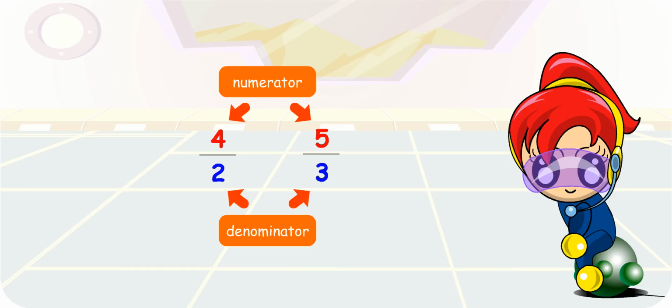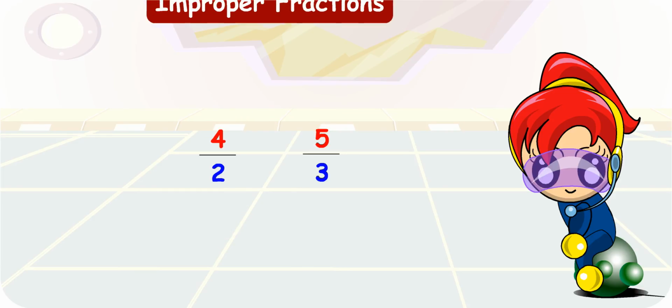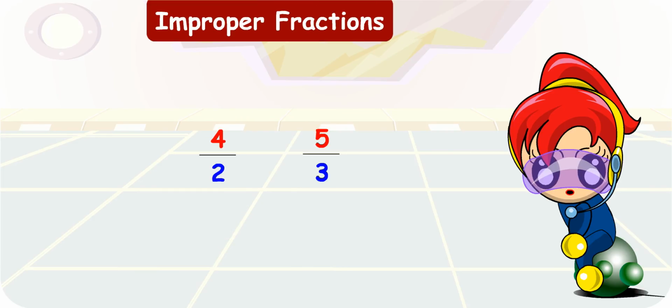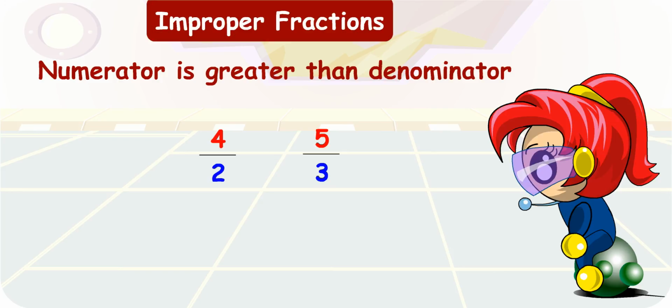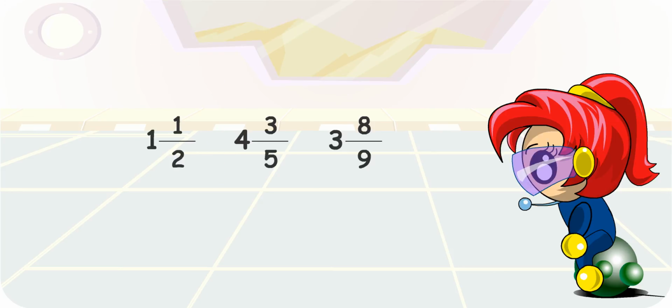Good question. 4/2 and 5/3 are called improper fractions. I see. So, when a fraction has a greater numerator than its denominator, it's called an improper fraction. Good, Turbo Girl. Now look at this set of fractions.